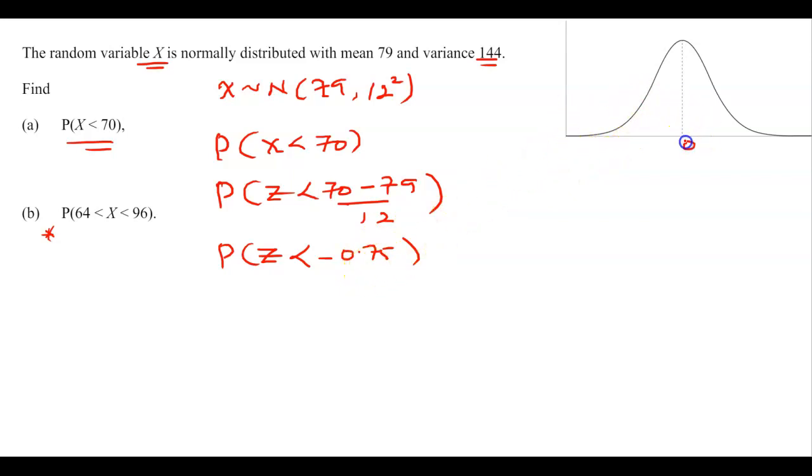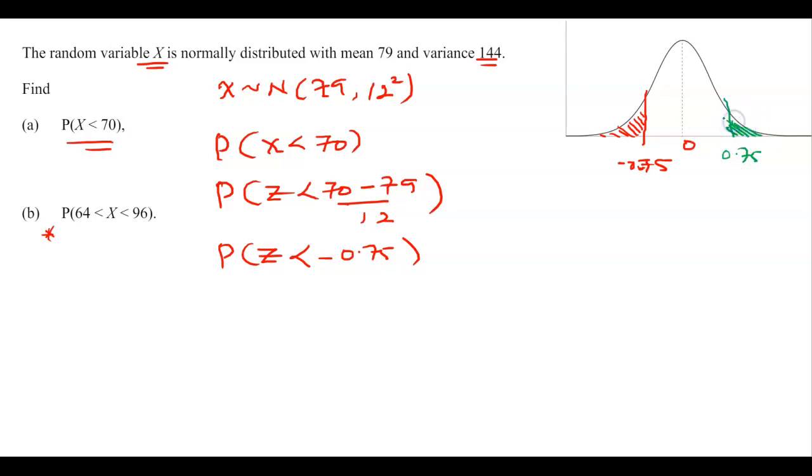So this is 0. Negative 0.75 will be on this side of the graph, over here, and we are looking for the less than. That means we're just looking for this area over here. And we say that because of symmetry, that area is going to be the same area when you reflect it to the positive, which is 0.75 over here, the same as this area over here.